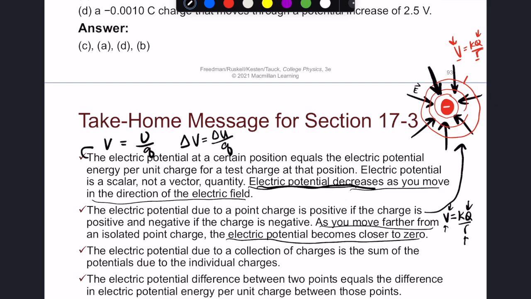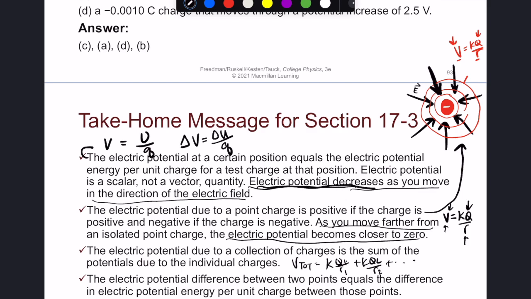The electric potential due to a collection of charges is the sum of the potentials due to each individual one. We just talked about that 2 slides ago, right? So the total potential at one point is going to be KQ1 over that distance, KQ2 over the distance from Q2 to that point that we want to know the potential, and so on and so forth.